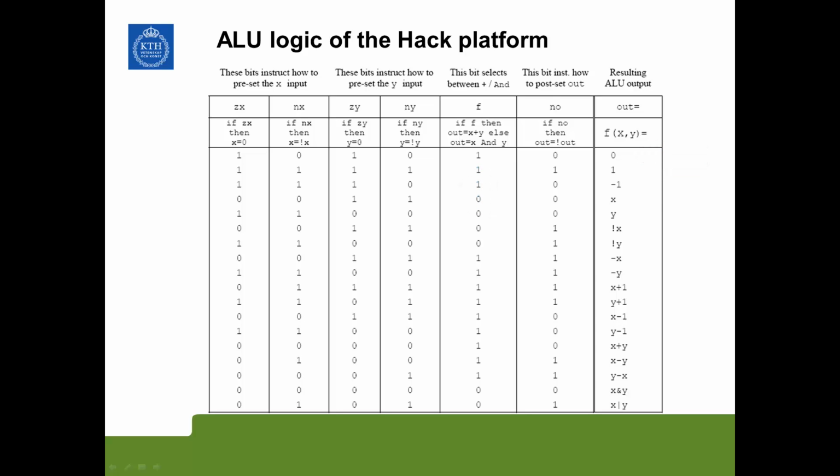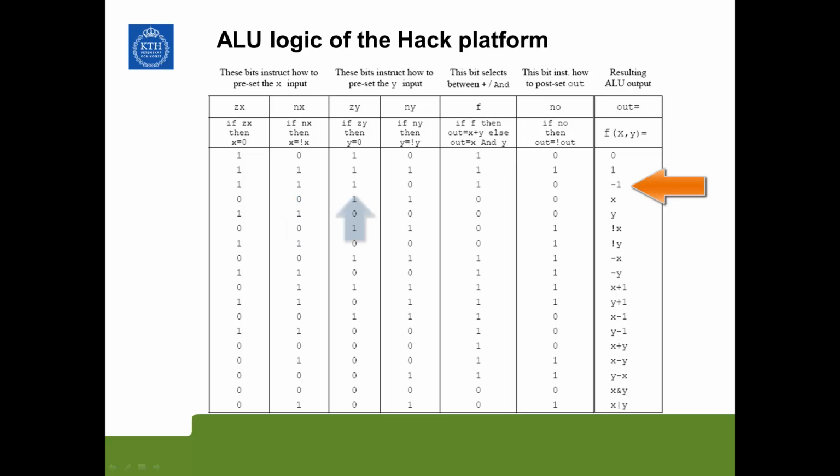If we look at minus 1 instead, we set zx to 0, and then we negate that. That means that all the bits in x will be flipped, so we get 16 ones being the value of x.